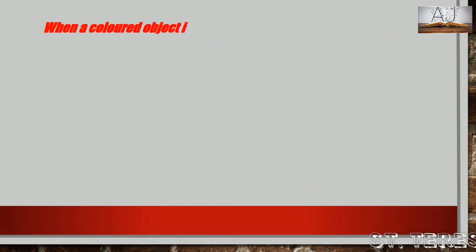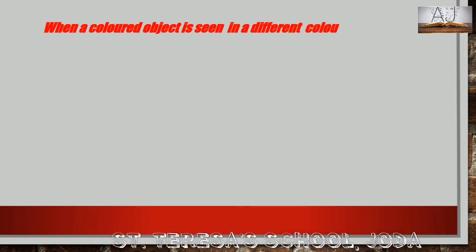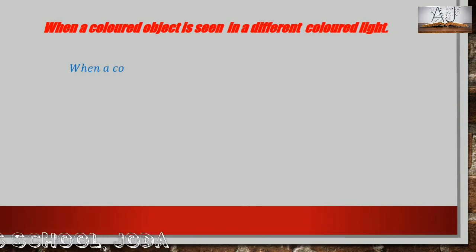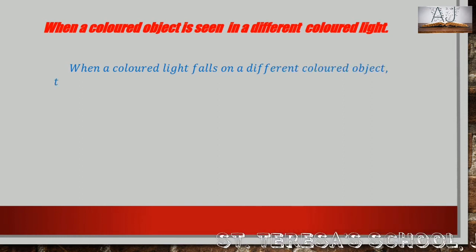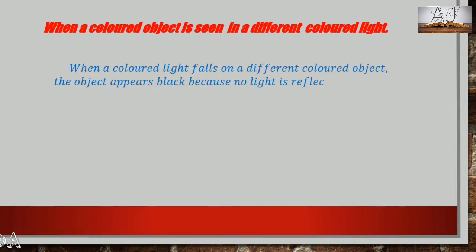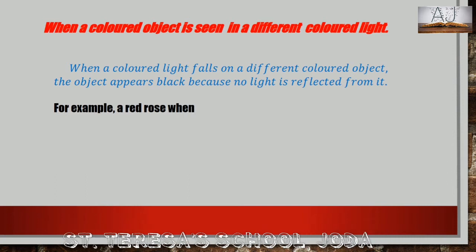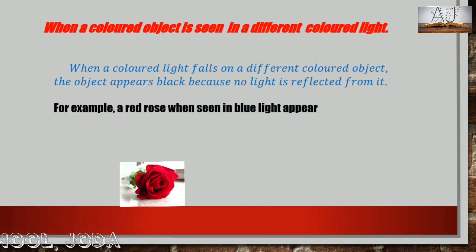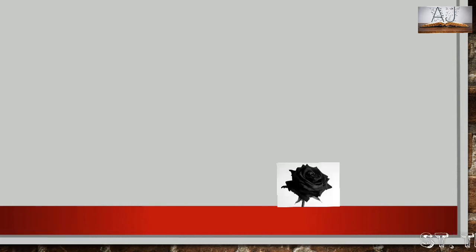Now let us see one more situation. When a colored object is seen in a different colored light. When a colored light falls on a different colored object, that means it's capable of reflecting other color, not the color which is falling on it. Therefore, no color is reflected, therefore it appears black, like the red rose appears black.